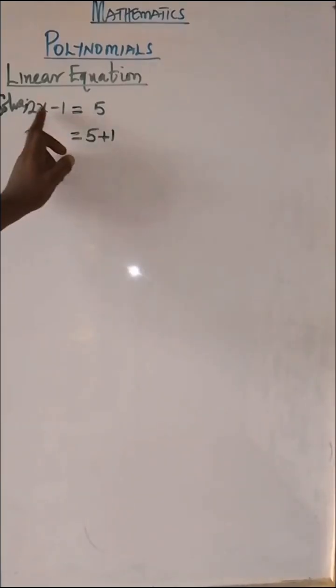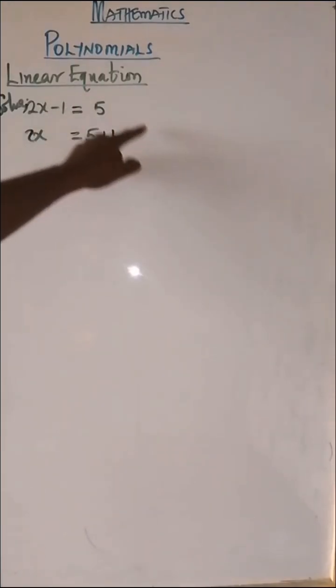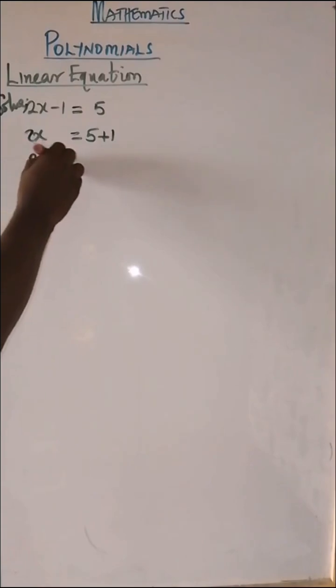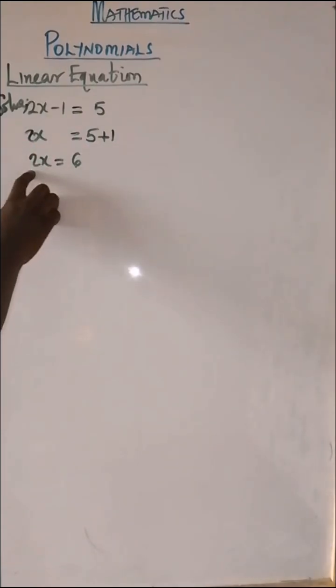Any value here, when it moves here, is going to swap. The sign will change. If it's minus, it turns to plus. If it's plus, it turns to minus. So from here we have 2x equals 5 plus 1, 6. To be able to get the value of x, we have to get rid of this 2.